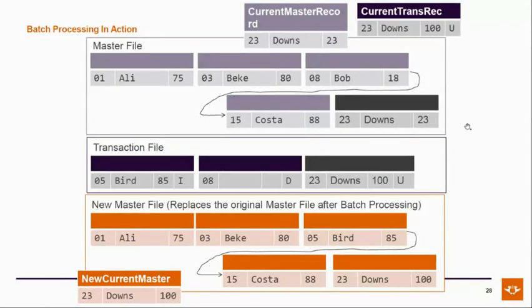Now, you see we have master file 01 Ali. So we read that one. Then we read this transactional file 05 Bird. Now, does 01 and 05 match? Is it the same record? Now, we keep reading the master file: we read Ali, we read Beck, we read Bob. Now, we got Bob. Is Bob greater than or less than 5?